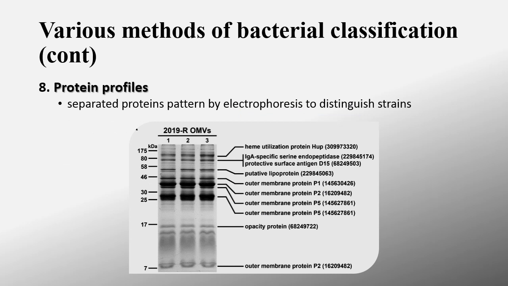Okay, we can also do bacterial classification based on their protein content, which is known as protein profiling. What do we usually do? You extract all the proteins from the bacteria, and then you run an electrophoresis, and then you'll get bands like this. Based on the bands, you can classify the bacteria according to the profiles, or usually these profiles are known.